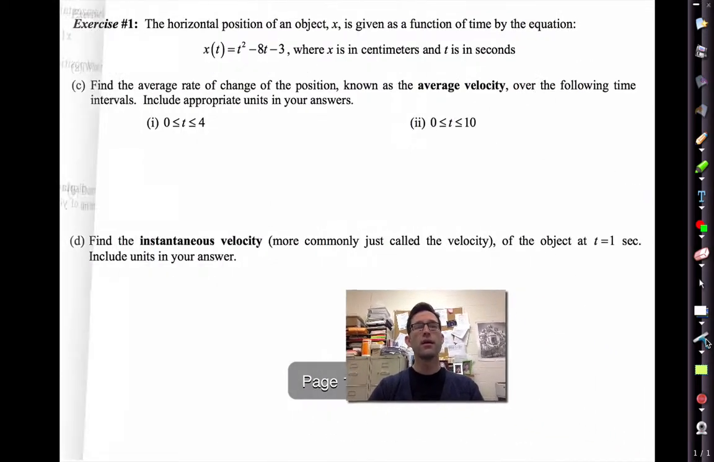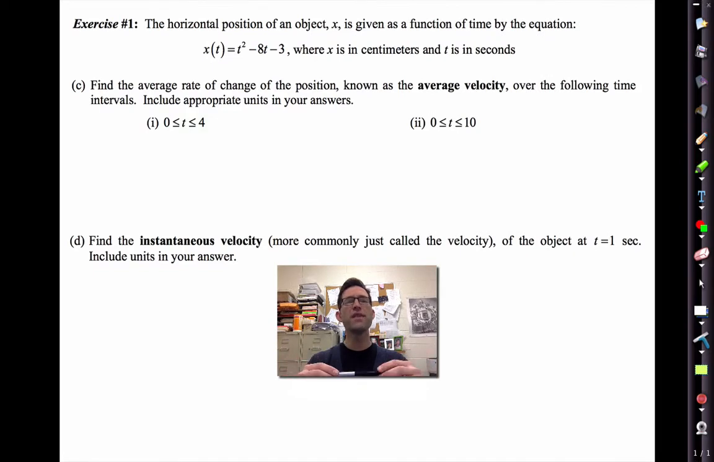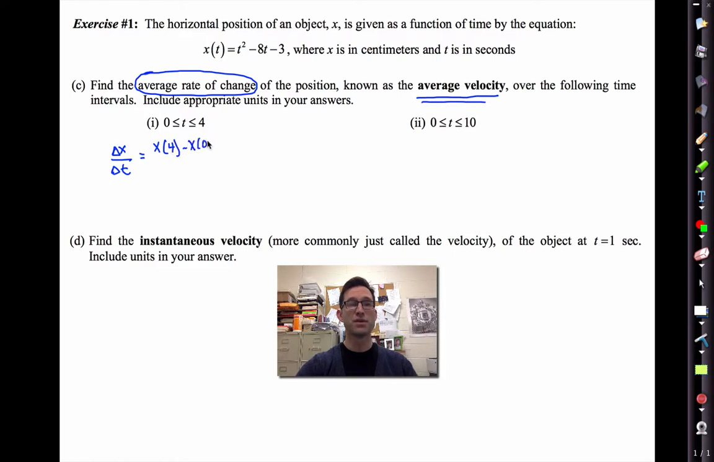Okay? Now, letter C says, well, let's find the average rate of change of the position, which is known as the average velocity. So this is actually a piece of terminology that I expect my students to know, the average velocity, which is just an average rate of change. So you've been doing average rate of change for a while now, right? Average velocity is just the change in position divided by the change in time. So in this particular case, we would have the position at 4 centimeters minus the position at 0 centimeters, all divided by 4 minus 0, right? So really, what we have is displacement divided by elapsed time, right? That's what we have. Displacement divided by elapsed time.